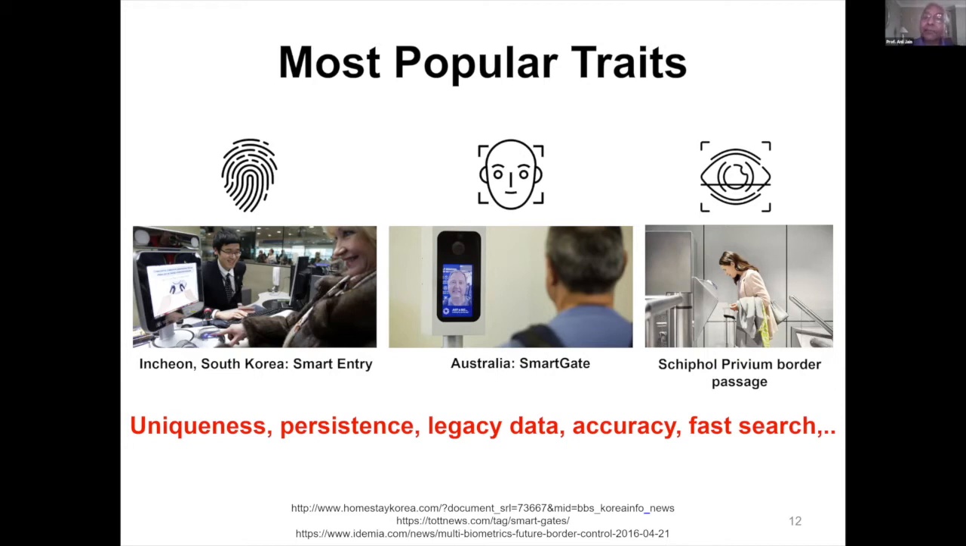And they have also been shown to be extremely accurate, with very fast search on a very large database. Face recognition can be searched at the speed of 10 million per second on a commodity processor. And the same is true for iris and fingerprints. And the most important is the legacy data. That means all the government agencies have face and fingerprint in one form or the other. And in India, they also have iris images.